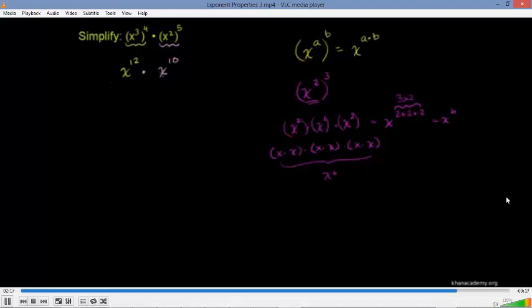And now we have the same base, and we're taking the product, we can just add the exponents. This whole expression is going to be equal to x to the 12 plus 10th power, or x to the 22nd power, and we are done.